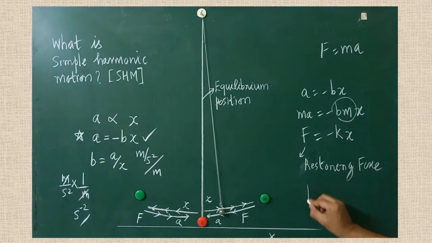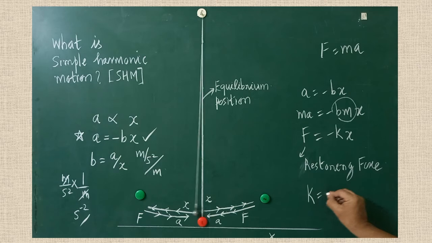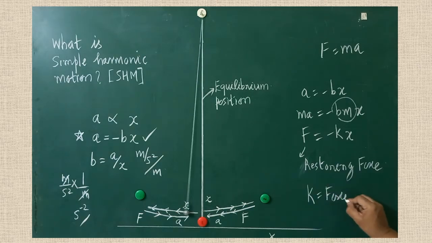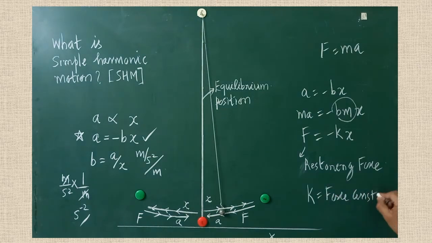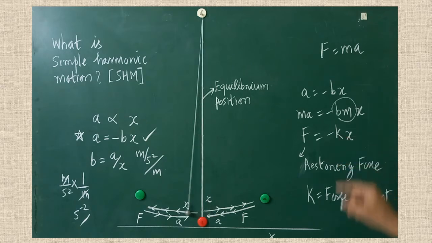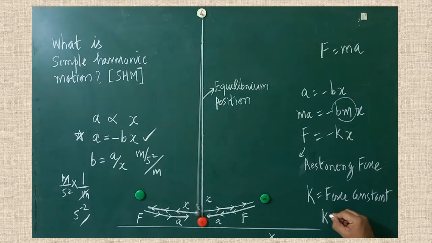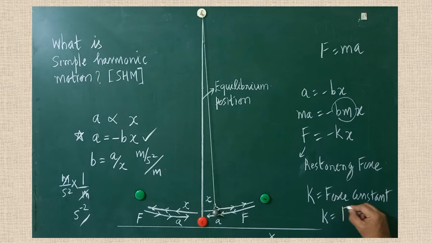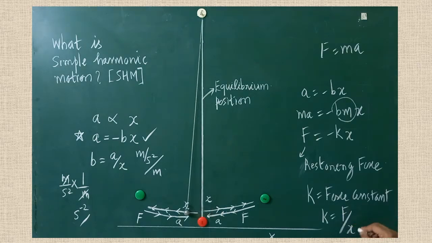Now we are going to say what K is. K is called force constant. How to get the value of force constant? Small k is equal to F divided by x. This is a very important formula throughout the lesson. Wherever k comes, you have to call it force constant. What is force constant? Force per unit displacement. Restoring force per unit displacement is called force constant.